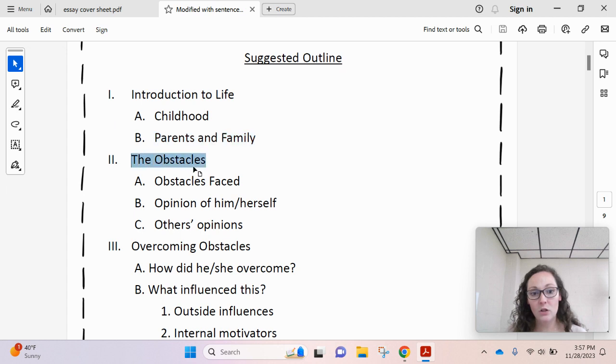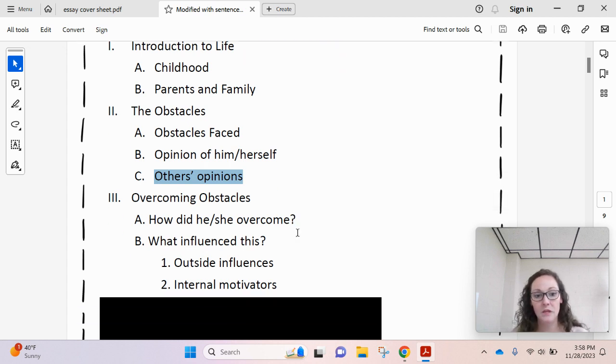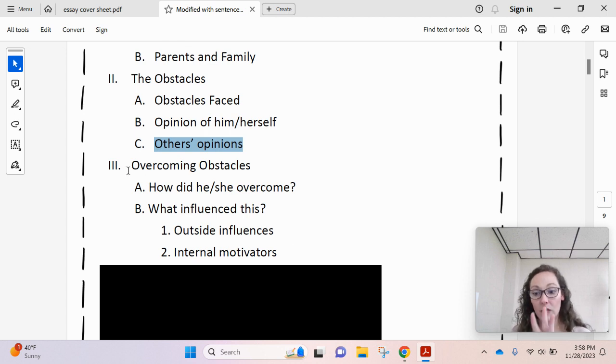Then paragraph 2 is all about the obstacle, or multiple obstacles if there was more than one. So the first part, what was the obstacle that they endured or faced? The second part is, what is the opinion of themselves? So how did they feel about themselves before they overcame the obstacle, during overcoming the obstacle, maybe after overcoming the obstacle? What did they think about themselves? And then the last part is, what did other people think about them? What were the opinions that other people made about your person that you're researching? You guys have only 3 paragraphs that you're required to do, which is a part of your modification.